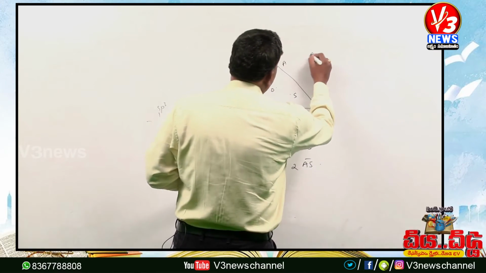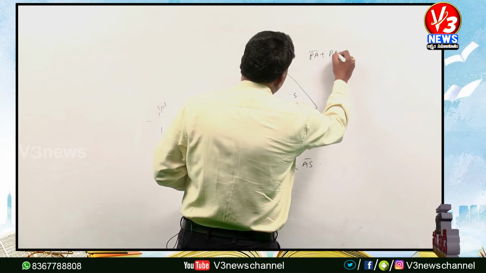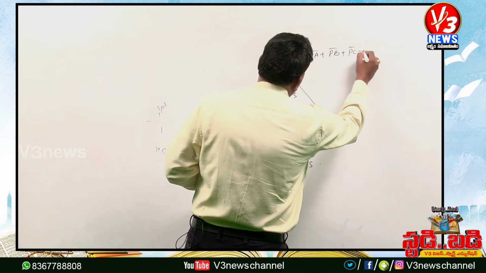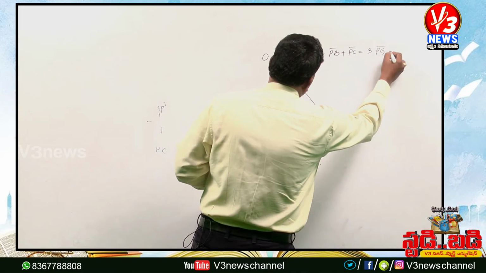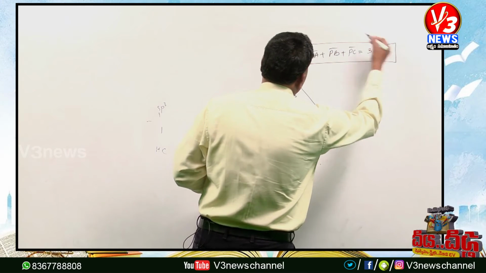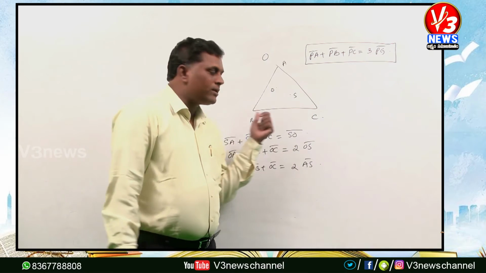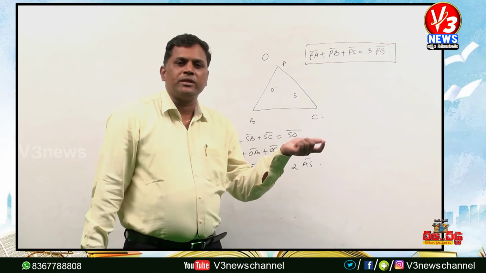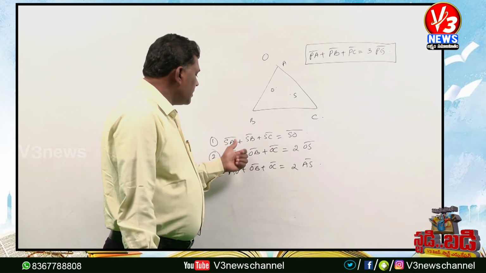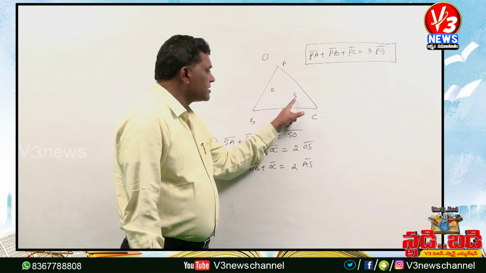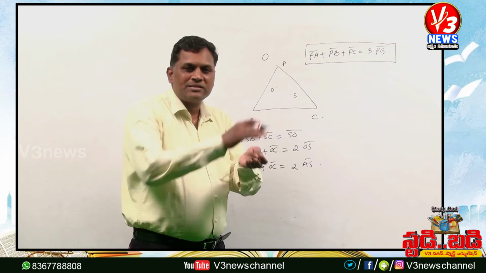Just now we have derived PA bar plus PB bar plus PC bar equals thrice PG bar. Of course, in this problem, G is nowhere given, but we can eliminate G because luckily we have a relation between orthocenter, circumcenter and centroid.